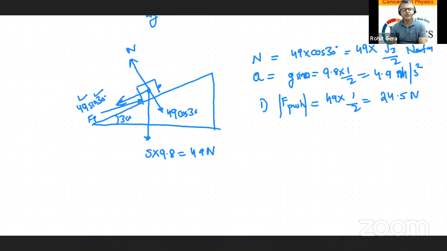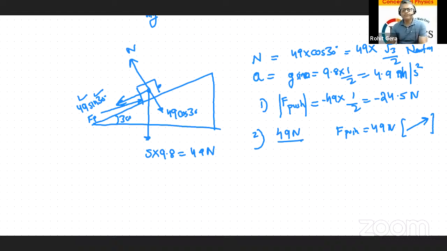Now, in the second situation, a person comes and says, I will not push it with a force of 24.5 newtons. I will push it with a force of 49 newtons upwards, which means now he has told you his F push is 49 newton, and it is along the ramp but in the upward direction, which means the body is gaining potential energy. The height of the body will go up.